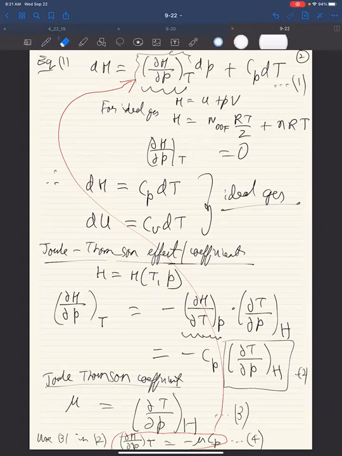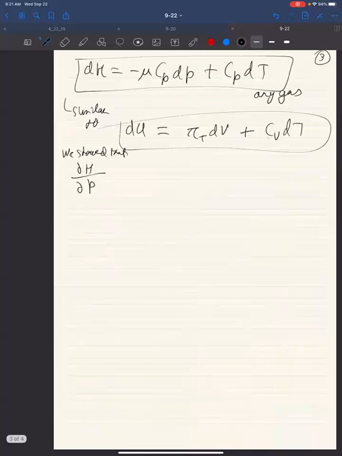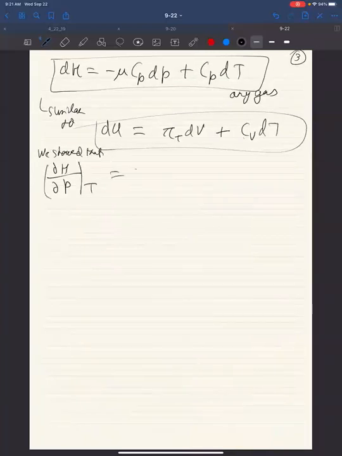We don't need to have dP equal to 0 for an ideal gas, right? So we showed that partial H by partial P at constant T is equal to 0 for an ideal gas. What does it say about mu, the Joule-Thomson coefficient for an ideal gas? Why? Cp can be 0, but not for an ideal gas. For an ideal gas, we know what Cp is, it's non-zero. Yeah, so that's correct.